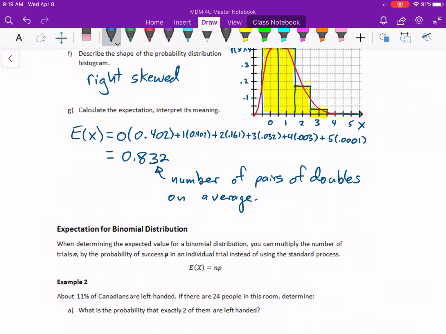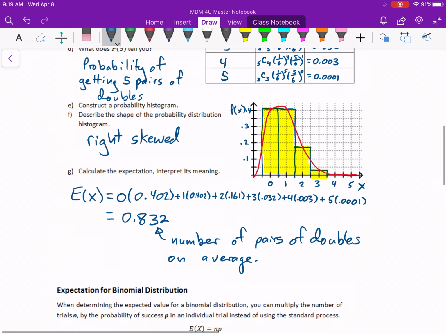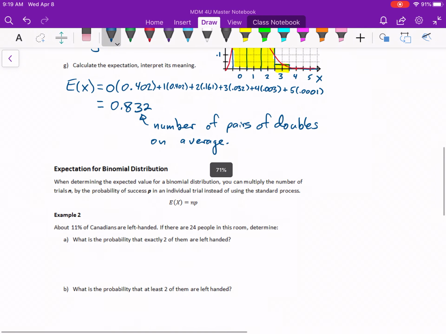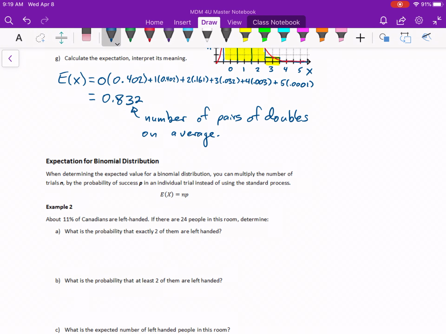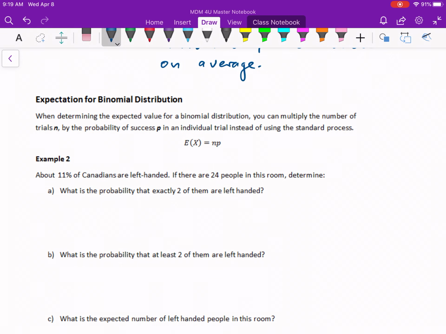All right, so that's the basic idea as far as that goes. I'm going to do a couple more examples. I'll go through them a bit more quickly now that we've done one in detail. Of course, we have expectation. Again, I just calculated the expected value, but just like for uniform probability, there is a shortcut, and that's what we have here. When determining the expected value for a binomial distribution, you can multiply the number of trials, n, by the probability of success for an individual trial instead of using the standard process. In other words, the formula I used above.